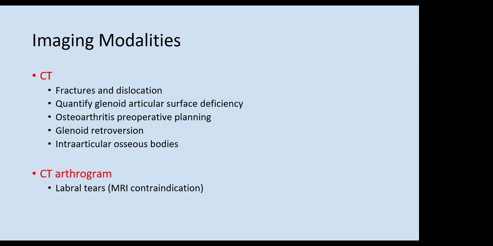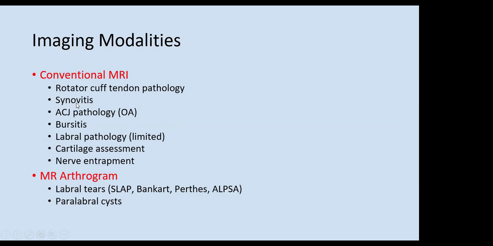For example, quantifying the glenoid articular loss in cases of bony Bankart. It can also be used for quantifying the bone stock preoperatively before doing shoulder arthroplasty. Some of the orthopedic surgeons we have ask for a preoperative CT scan of the shoulder before they do shoulder joint arthroplasty. CT arthrogram is also useful in cases where patients have MRI contraindications, particularly for labral assessment. That's probably the only time we do a CT arthrogram on the shoulder joint, only if they have MRI contraindications and labral pathology.